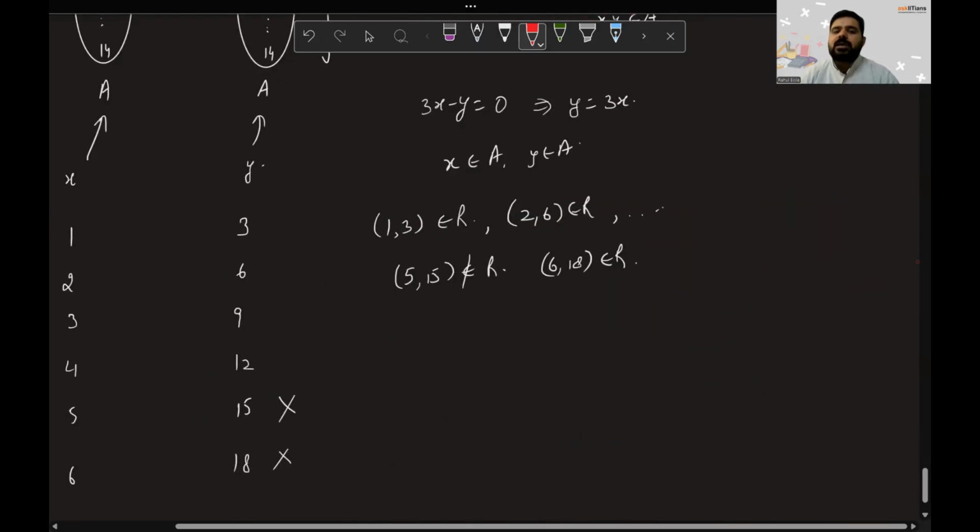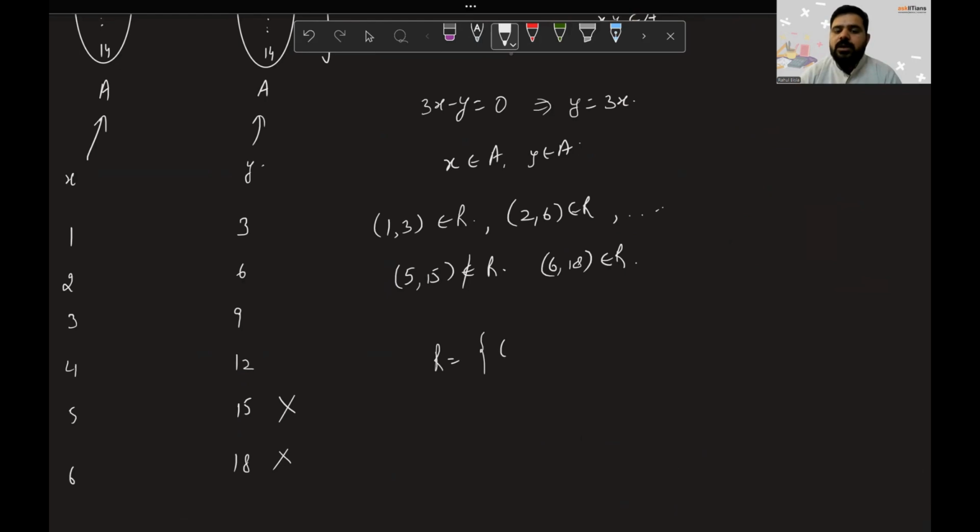If we have to write this in the roster form, how exactly can we do that? Relation R will be, now we'll actually be writing the ordered pairs. Instead of writing a rule, it's going to be 1 comma 3, 2 comma 6, 3 comma 9, 4 comma 12. 5 comma 15 will not be a part of this because 15 is not a part of set A. So this is your relation R.